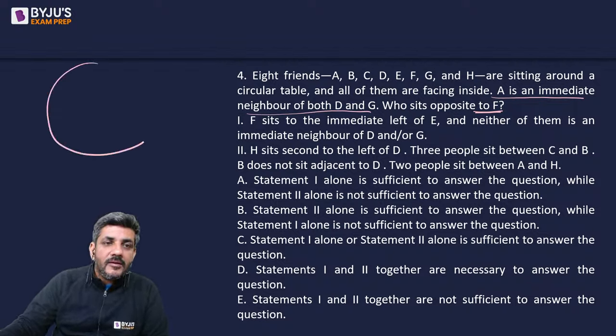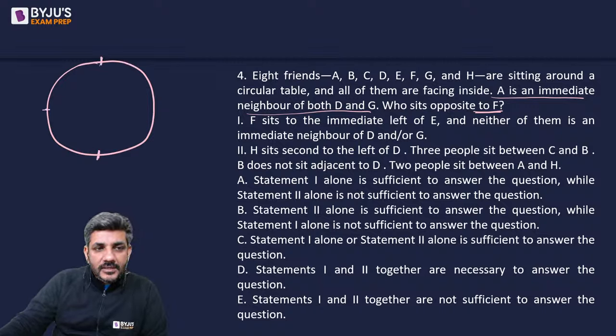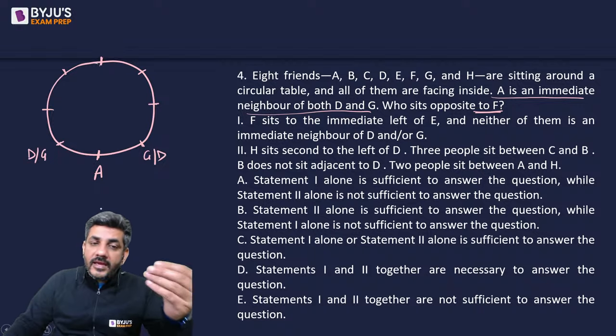So let me make it. A is the immediate neighbor of both D and G. So let me try to make it first. So let's make all the cases here. A is the immediate neighbor of both D and G. So D or G would be here, G or D would be here. This is already given to us.